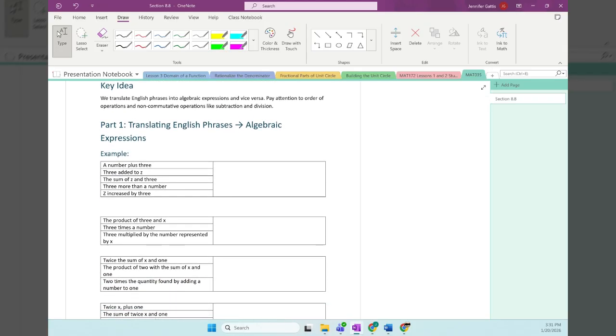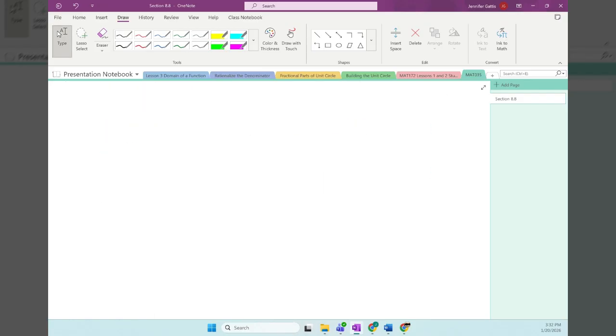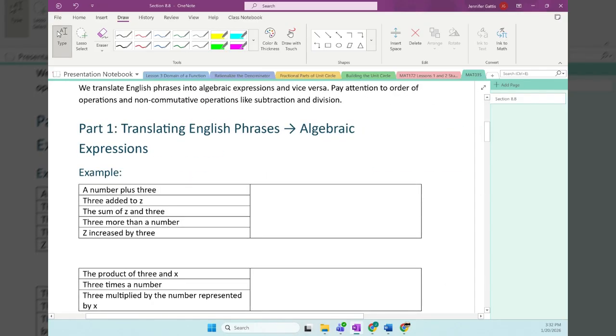So when we're considering translating English phrases into algebraic expressions, let's take a look at these first phrases here. So we have a number plus 3, 3 added to z, the sum of z and 3, 3 more than a number, and z increased by 3.